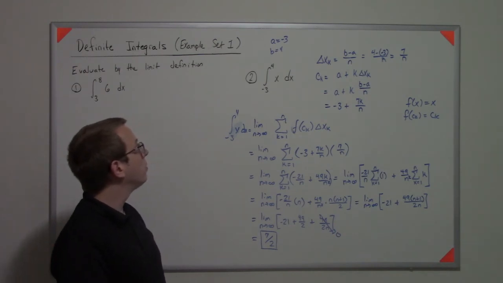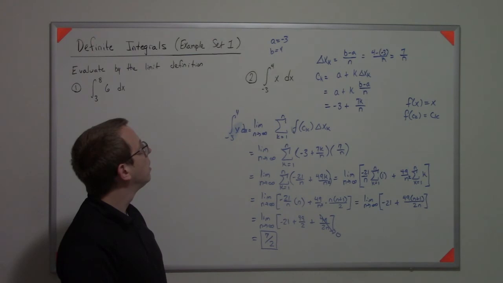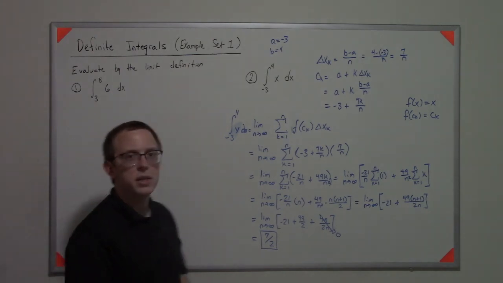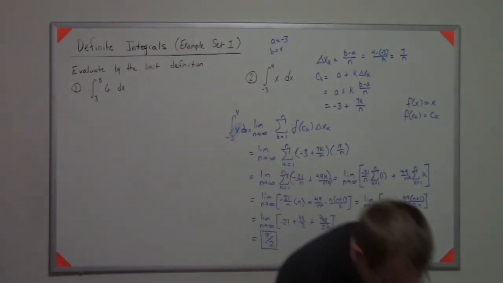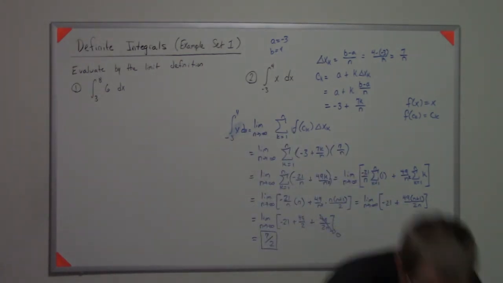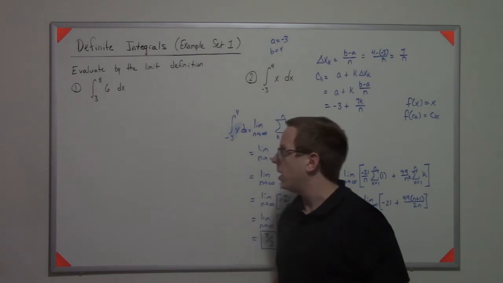So let me kind of evaluate that. And that seems to be correct. This should be 7 halves. Let me check my cheat sheet. Alright, cheat sheet's correct. Alright, I did it right.